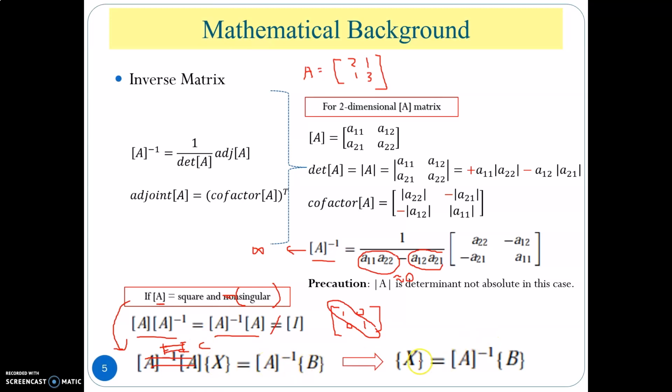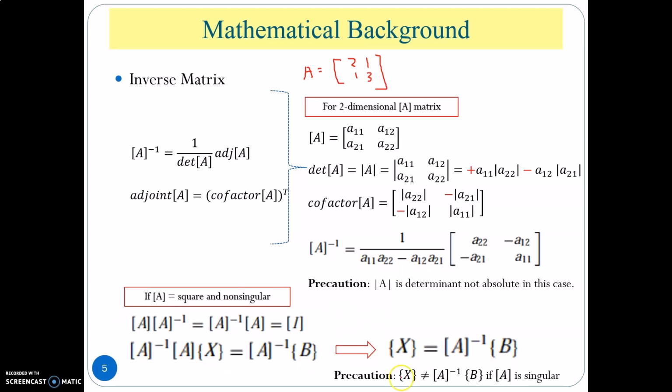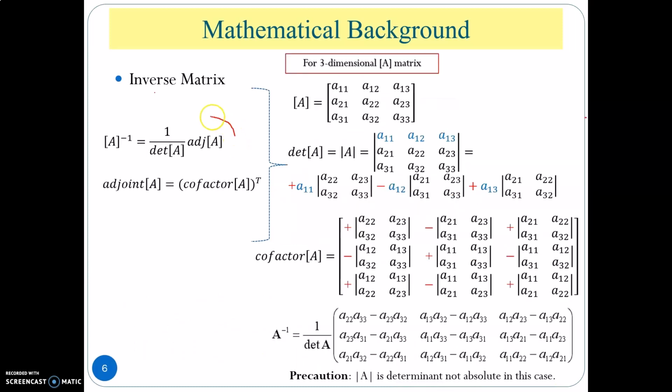So in this case, we cannot find the unknown X by using this formula. You should know that if your matrix A is singular, then you cannot find the unknown X by using this formula. We can use the same method to find the inverse matrix for size 3 times 3, 4 times 4, and so on, by using the same steps we saw in the 2 times 2 matrix previously.